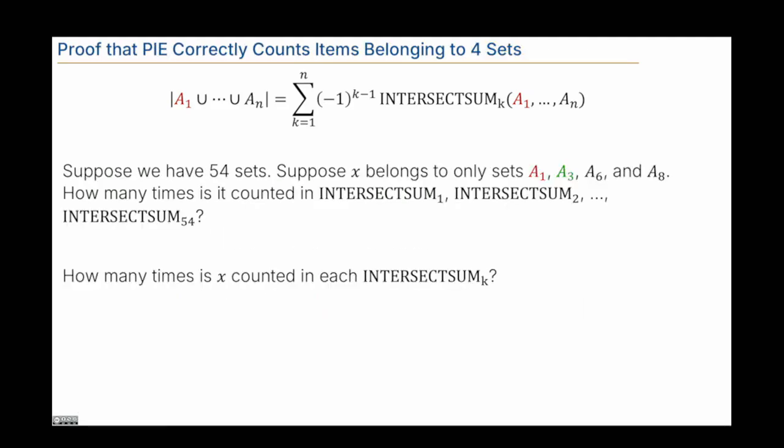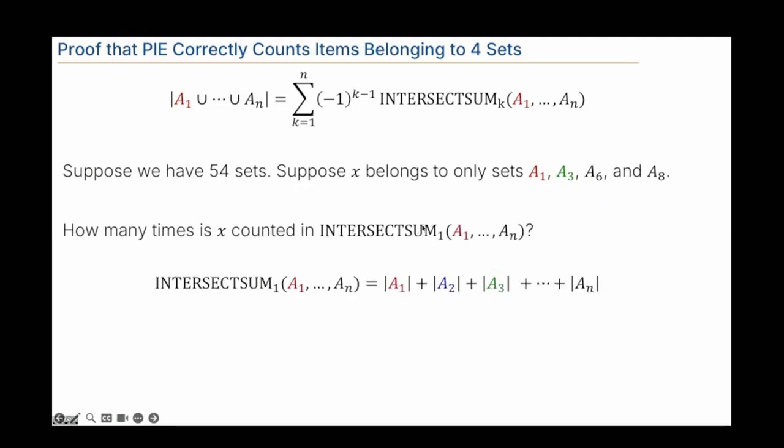Now I'm going to imagine an x which is in set A1, it's in set A3, A6, and A8. And why those? I don't know. I just picked 4 arbitrary set numbers. Doesn't matter which ones they are. But x belongs to those 4 sets, and I have 54 sets. That just somehow makes me feel better, right? It's not n sets, it's 54. And so I want to know, how many times does x get counted when we do all these intersect sums? So we're going to ask this question. For each x, how many times is it counted in intersect sum k, sub k?